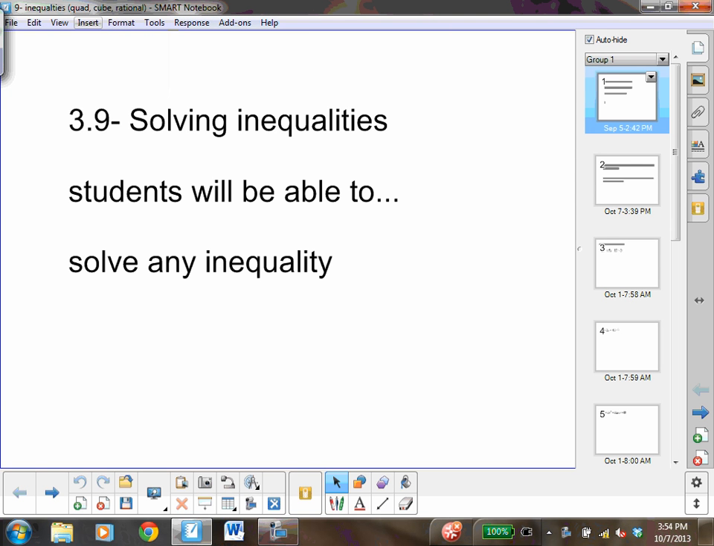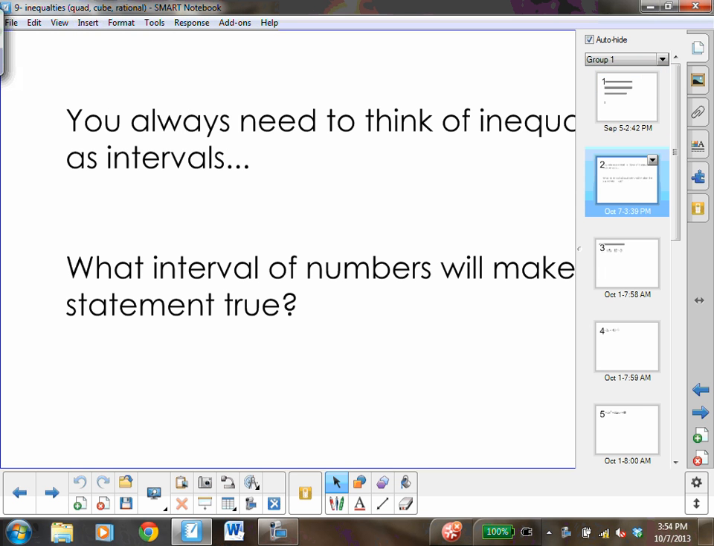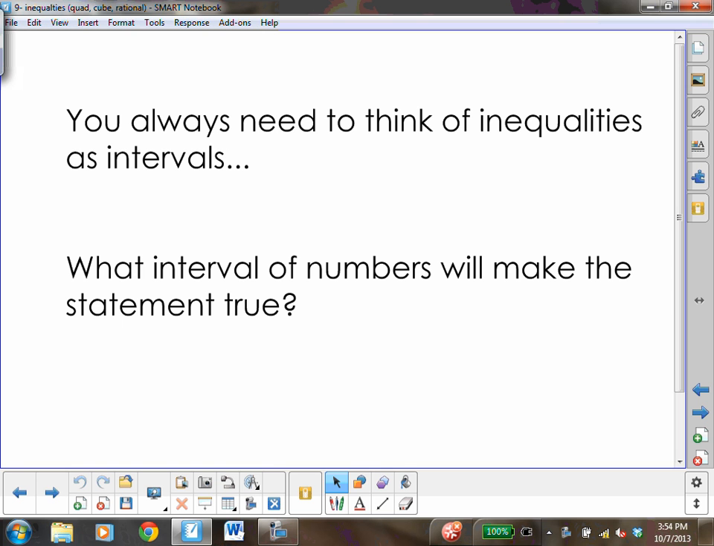All right, class, today we're going to be solving absolute value, we're going to be solving inequalities. We're going to be able to solve any inequality that we are approached with. Whenever we're solving inequalities, you want to think about intervals. You always want to consider what interval is going to make the solution true.